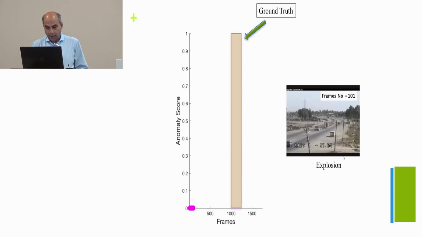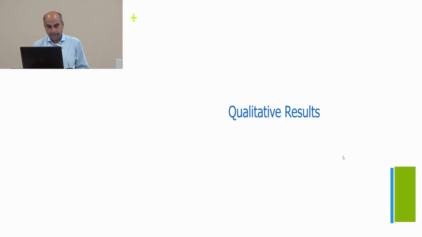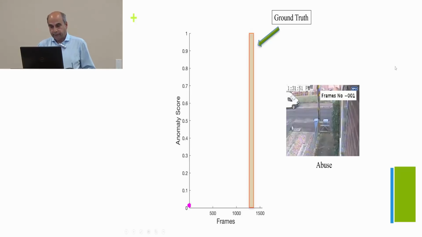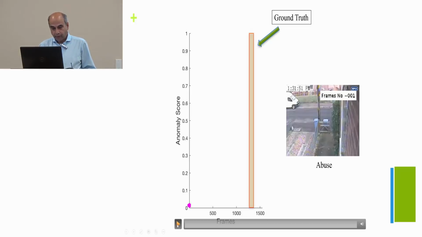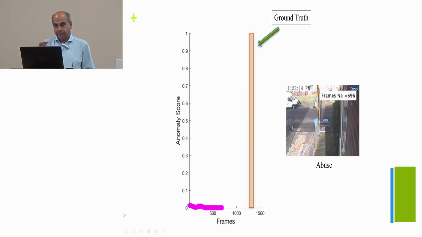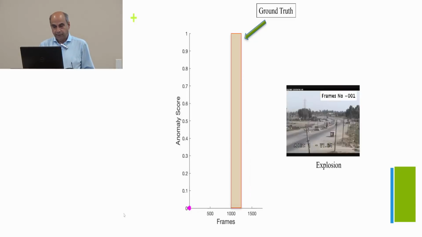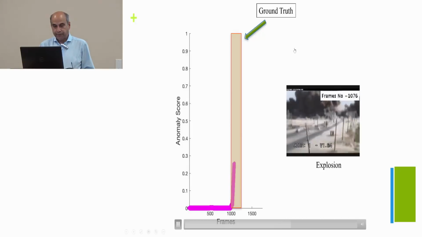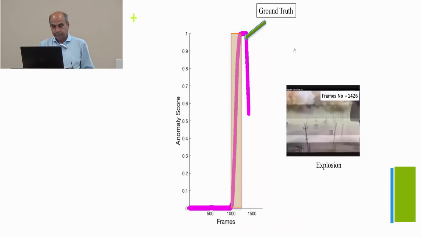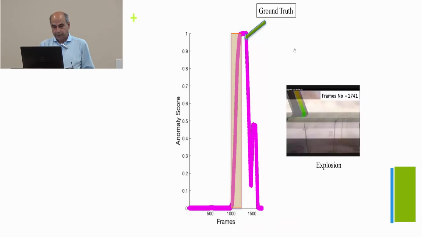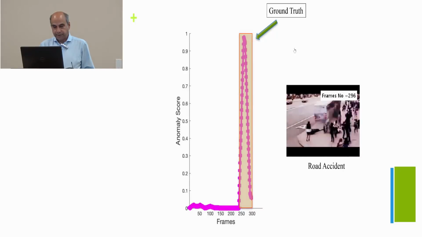So these are the qualitative results. You see here a video, and this is the function which we are learning. Everything is normal, then all of a sudden some abnormality happens, and this gives you a very high value. This is another example, and this is the ground truth shown here. And more examples and so on.